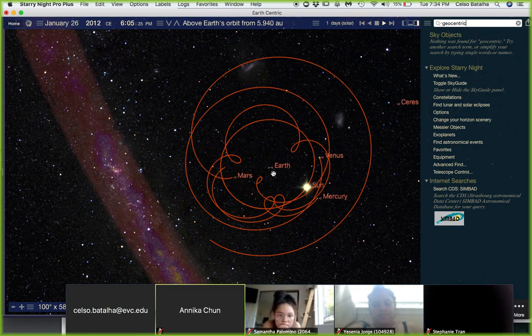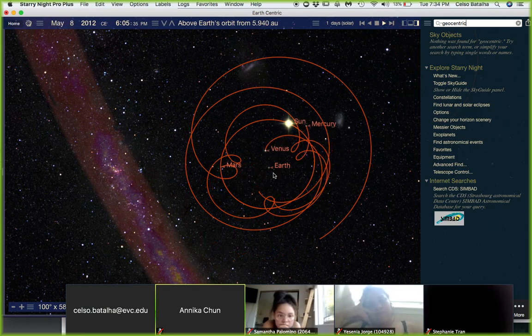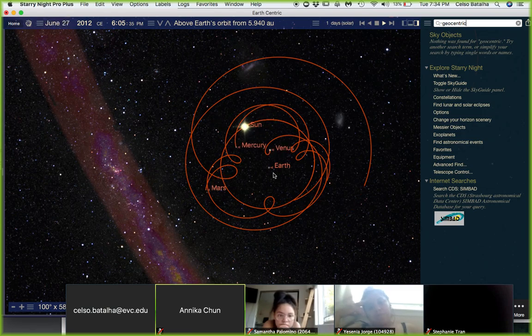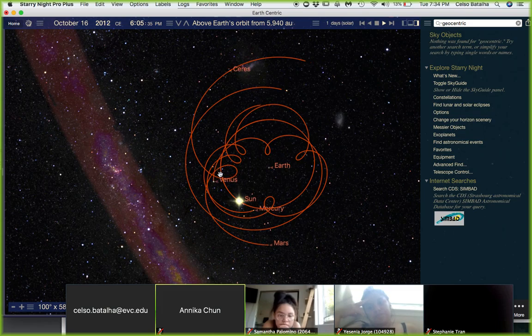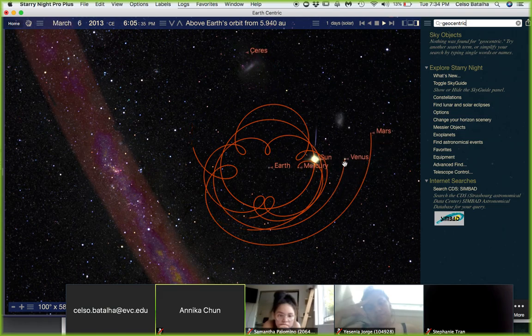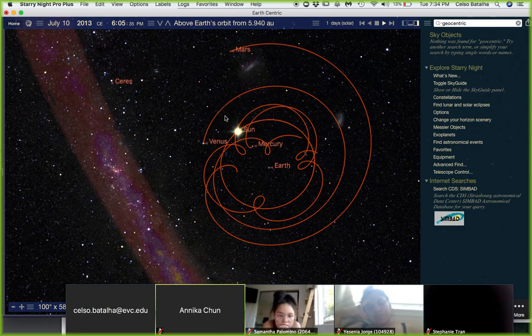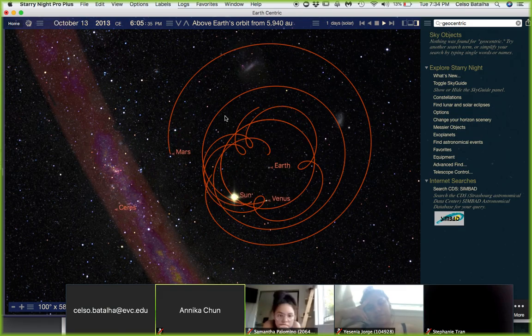So this is the geocentric worldview, and Ptolemy was the mathematical astronomer who developed this model. Now, in this model, the planet does not orbit Earth. In fact, the planet orbits a circle called the deferent, and this deferent itself is the one that goes around Earth.